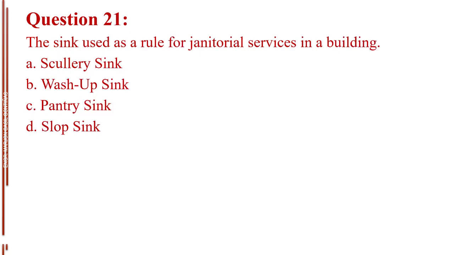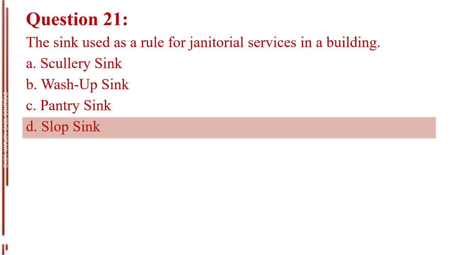Question number 21. The sink used as a rule for janitorial services in a building. Letter A, scullery sink. Letter B, wash-up sink. Letter C, pantry sink. Letter D, slop sink. The answer is letter D, slop sink.